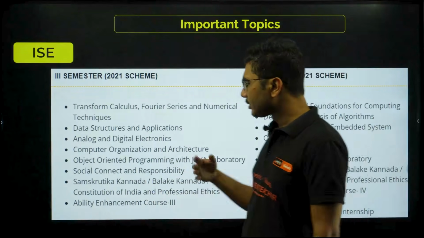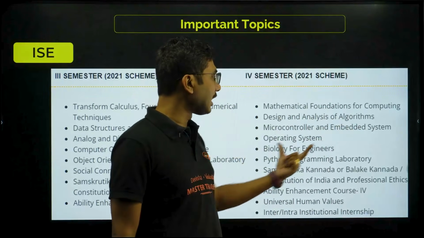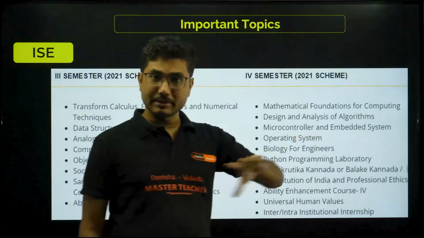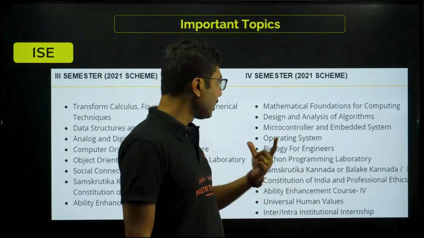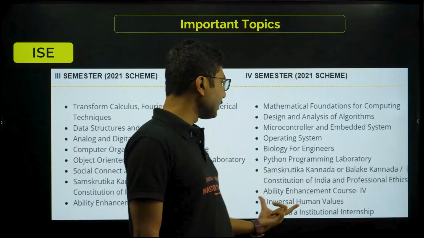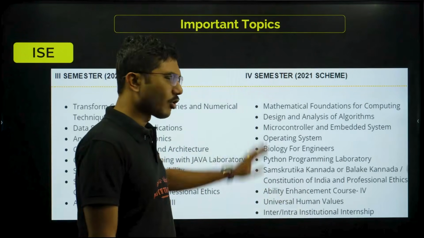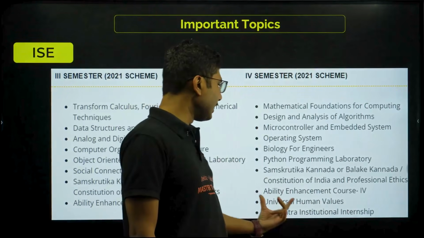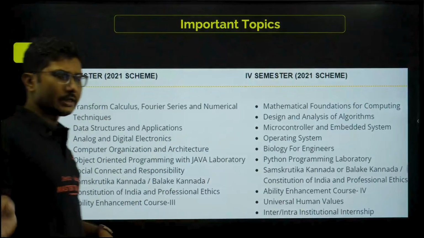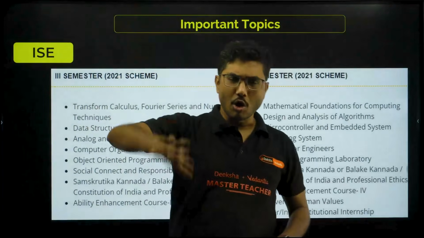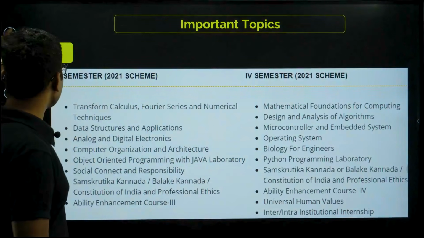Ability enhancement course 3. Then mathematical foundation for computing, design and analysis of algorithms, microcontroller and embedded system, this is part of electronics. Operating system, biology for engineers, Python programming, so this is again a Kannada class. Ability enhancement course 4. Universal human values, so this is a common course, I think, for all the engineering courses; you have to study it. Inter and intra-institutional internships. Internships are also there. So this is 3rd and 4th. Generally the first 2 semesters are common for all students. From the third and fourth semester onwards, the course classes begin.